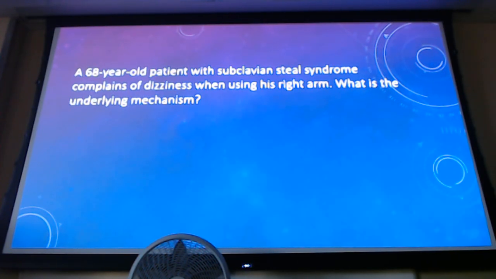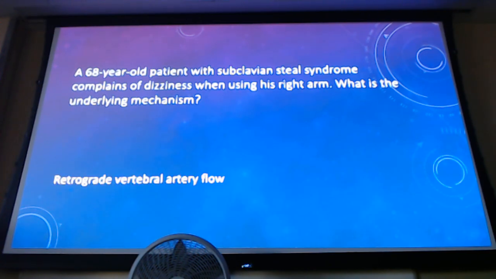All right, 68-year-old patient with subclavian steal syndrome complains of dizziness when using the right arm. What's the underlying mechanism? Subclavian artery being occluded. That's a subclavian compression, but what does it mean when you say steal syndrome? Where are we taking that blood from? Vertebral artery, right? So it's retrograde vertebral artery flow, trying to compensate for that subclavian artery being blocked or compressed.